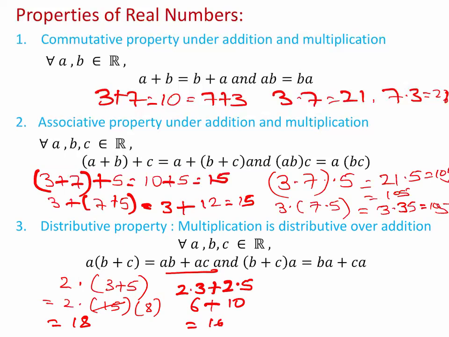So you can observe here, if you apply the commutative property for each term, you will get it to be equal to AB plus AC, which is the same as the first equation that we wrote and verified with an example.